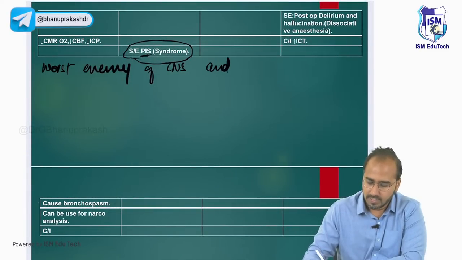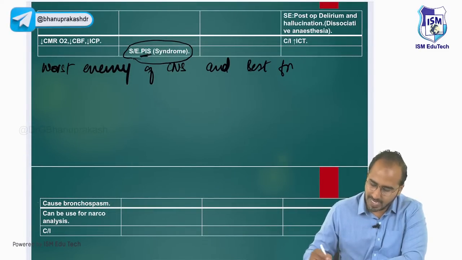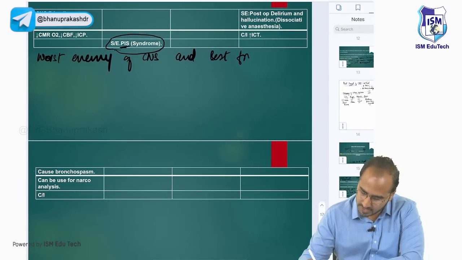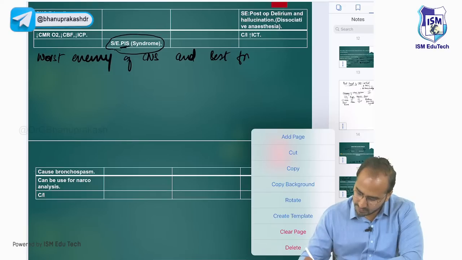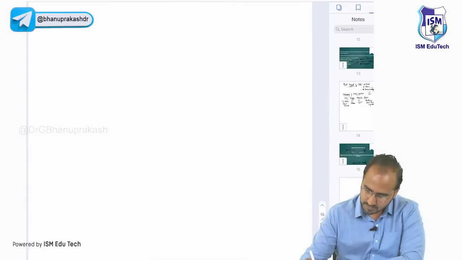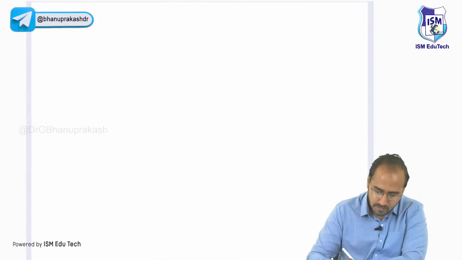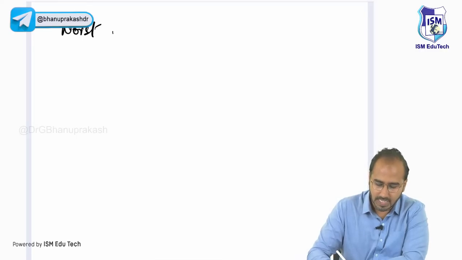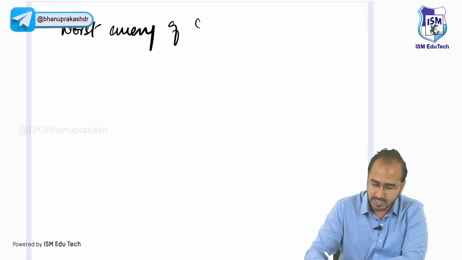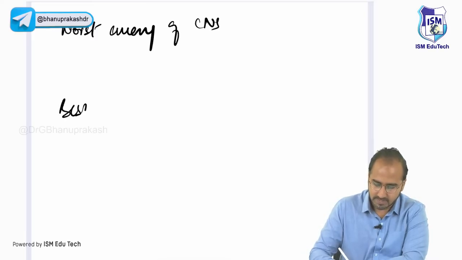Okay? Ketamine is what, guys? I'm just writing it over here. Ketamine is the worst enemy of CNS and best friend of other systems. When I am telling that ketamine is the worst enemy, what do I mean by it? Worst enemy of CNS, best friend of other systems.